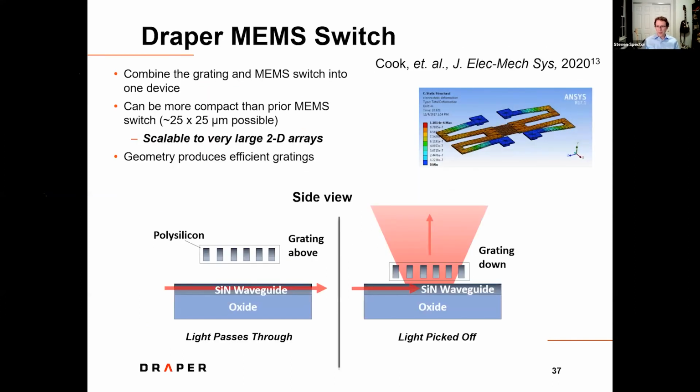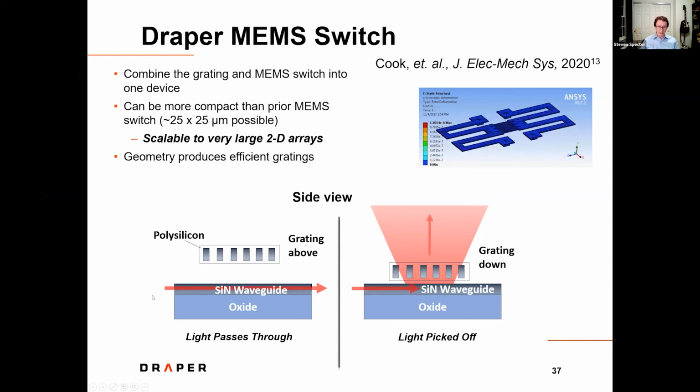To solve the need for a more compact switch, we came up with a variation on this, which combines the grating and MEMS switch into one device. This can be up to 4 times more compact than the prior MEMS switch. We believe 25 by 25 microns should be possible. This makes it scalable to very large arrays, perhaps up to 1,000 on a side. It also turns out, and I'll get to this in a minute, that its geometry is very efficient at producing grating.